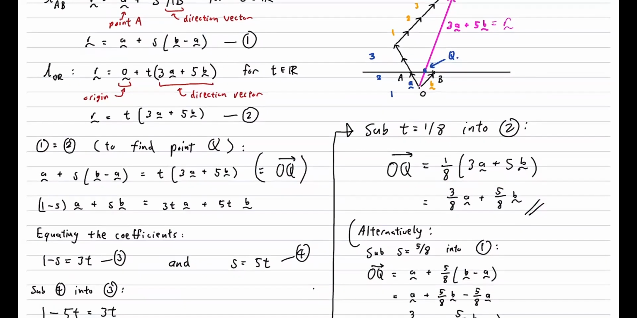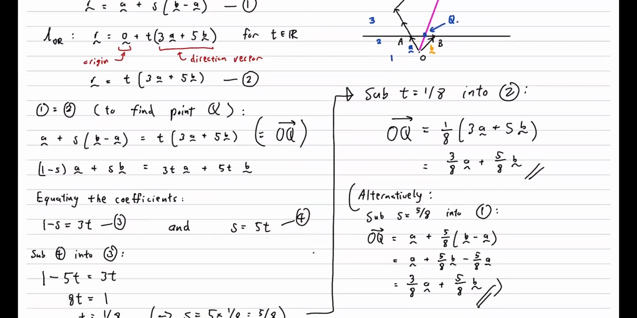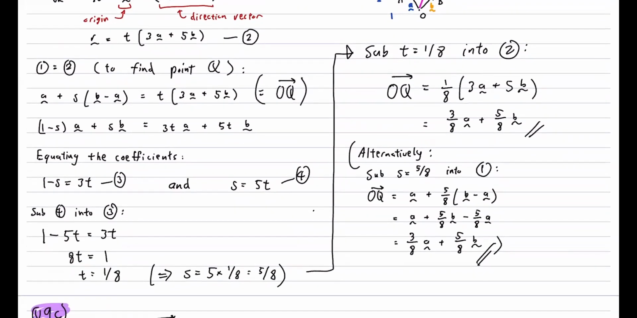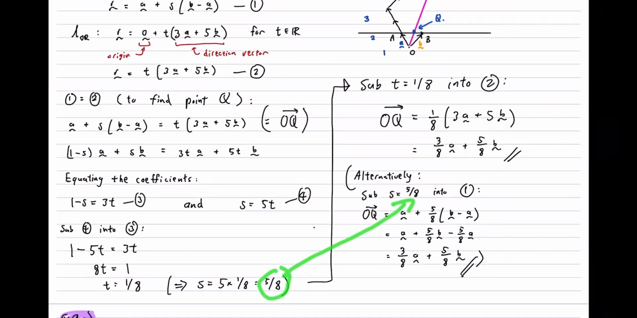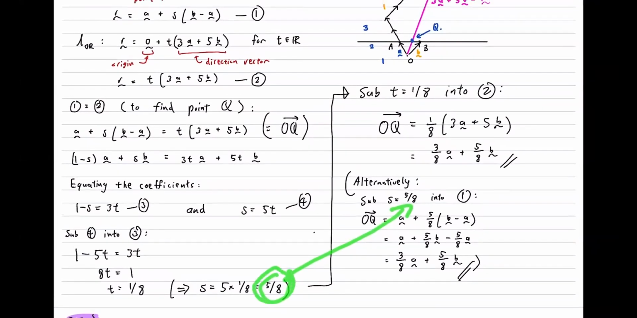So of course you can also do the alternative, which is to use the value of s, 5 over 8, and then you substitute into equation 1. Let me zoom out a bit so I can see the whole thing. So s equals 5 over 8, you substitute into equation 1 here.